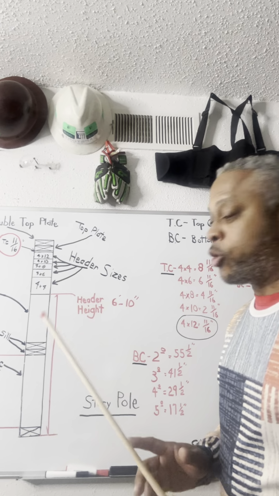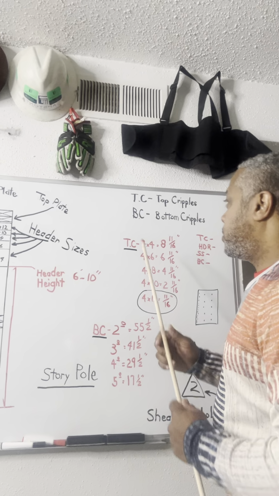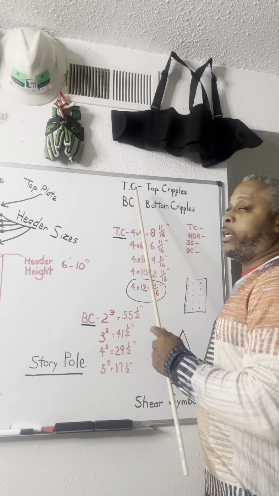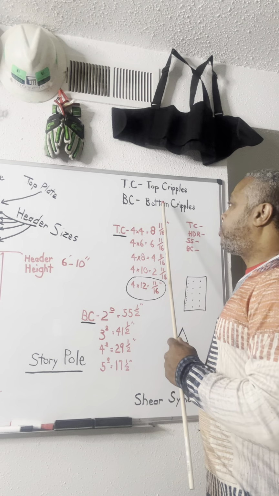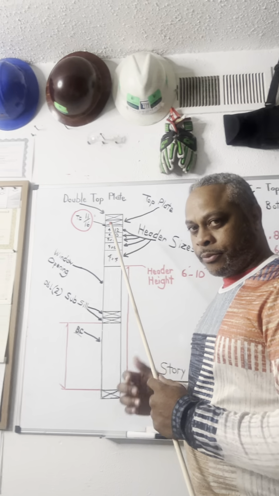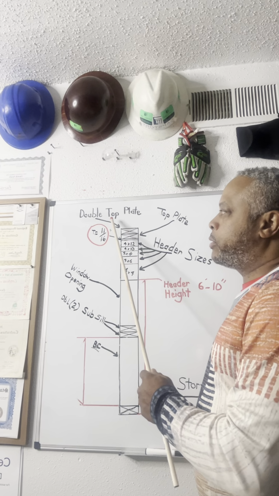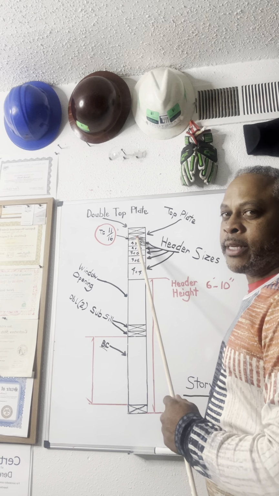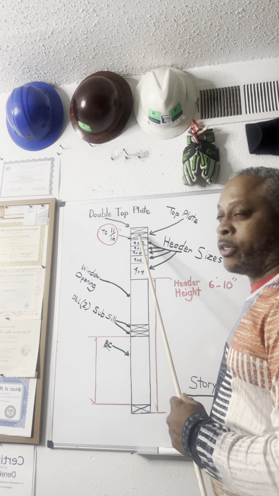So here we have the story pole that we're getting ready to go over again with you. And it has letters like TC, BC, abbreviations. TC stands for top cripples. BC stands for bottom cripples. Over here, we have our plates. We have our double top plate. That's the plate that's at the very top. We have our top plate. That's the plate that's underneath.